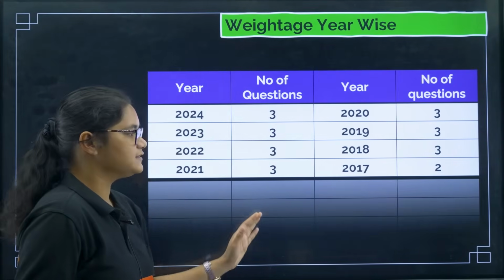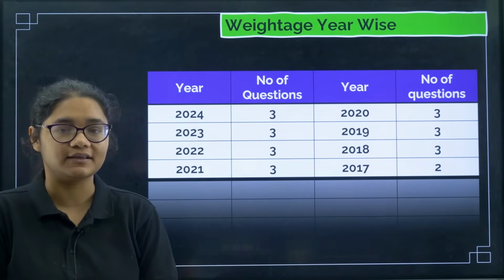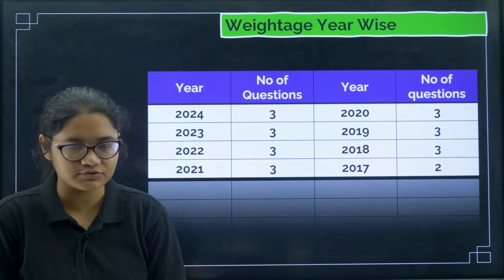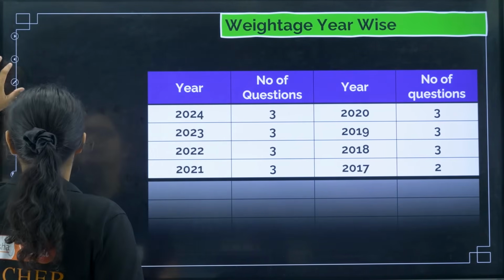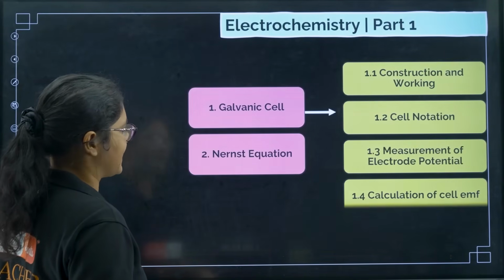Weightage: consistently you can see 3 questions have been asked, but I guess this year the number of questions will definitely be more because the syllabus has reduced, so you can easily expect 4 to 5 questions from this chapter. Next, let's discuss the first part, that is galvanic cell.